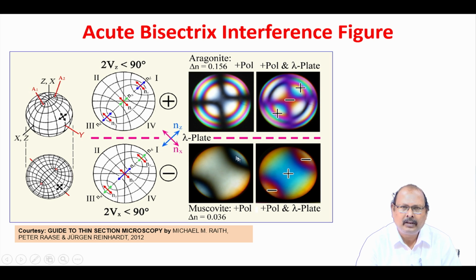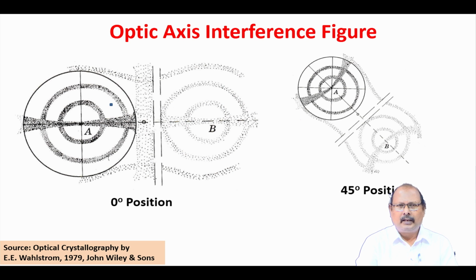So, this is the way you can use your knowledge and determine very easily the optic sign of a biaxial mineral. Up to this stage, we have studied the acute bisectrix interference figure, where the acute bisectrix is completely vertical. Now, let us have a look at another situation. If instead of the acute bisectrix, the optic axis becomes vertical, then what will happen?